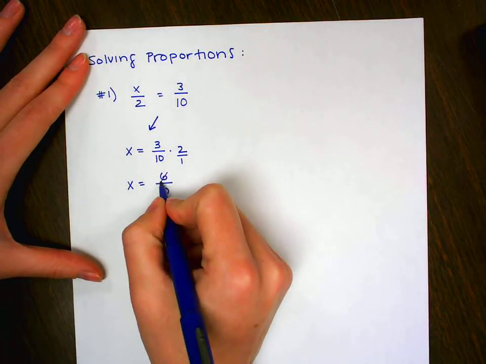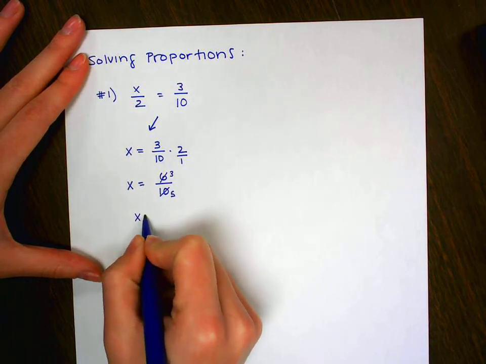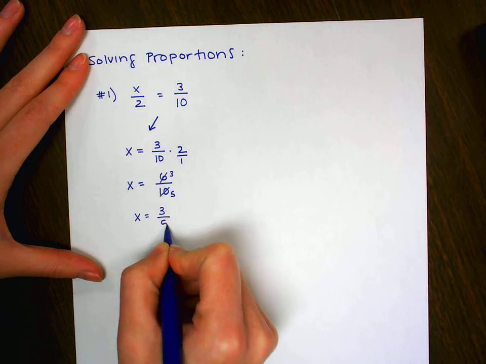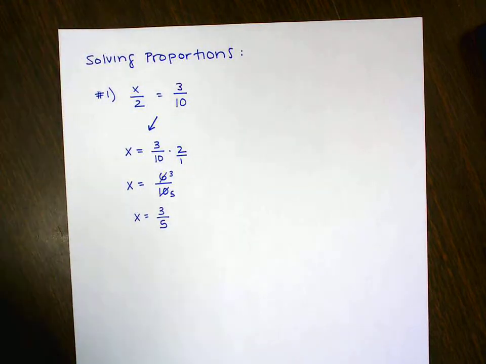You'll notice I can take a 2 out of the numerator. I can take a 2 out of the denominator. So my final answer to this would be 3/5. Okay? So that's one way that we can solve proportions. But we have a method that works.